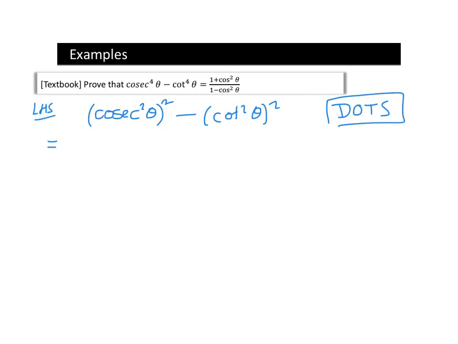This means that this can be written as cosec squared theta minus cot squared theta in one bracket, and in the other bracket I will have cosec squared theta plus cot squared theta in the second brackets.